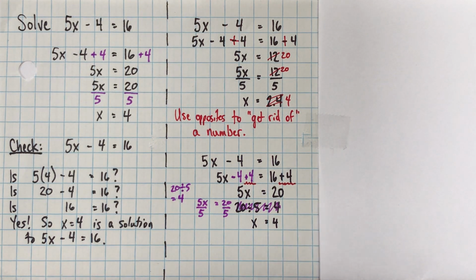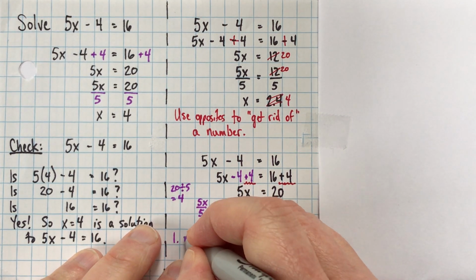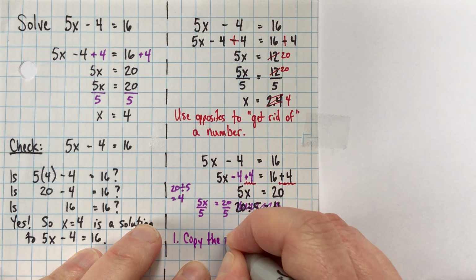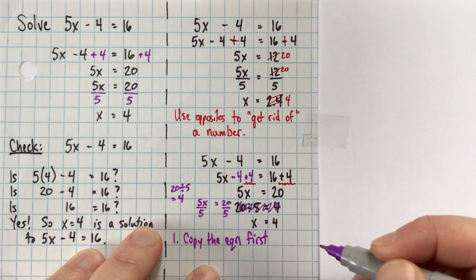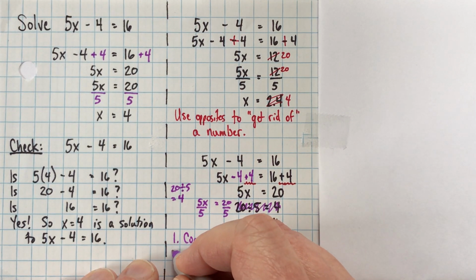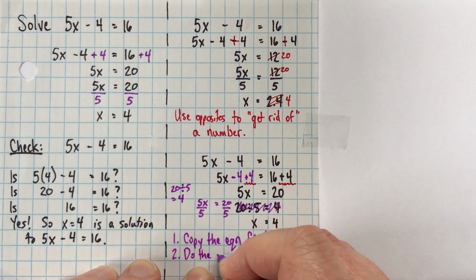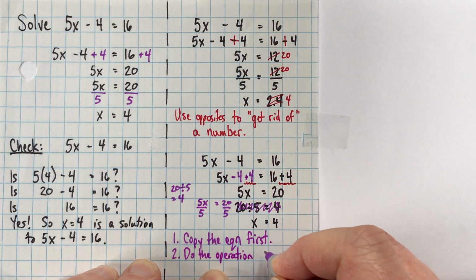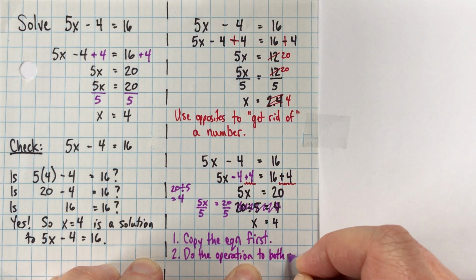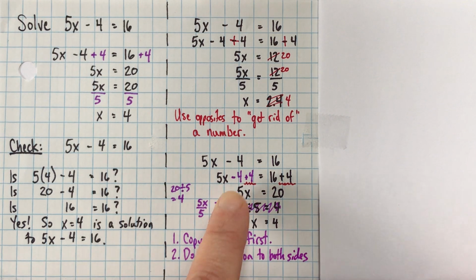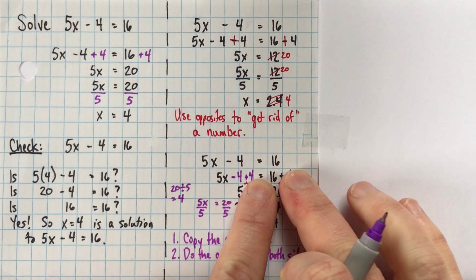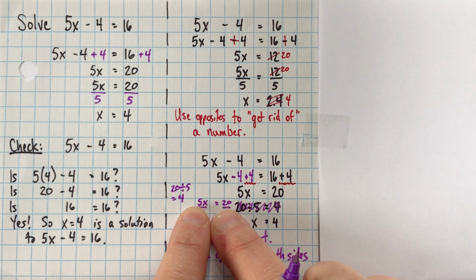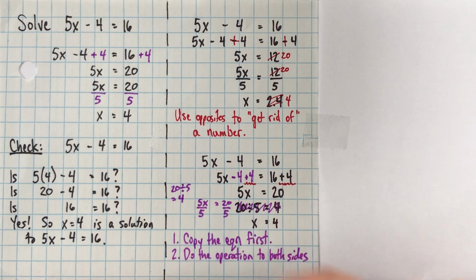So if we're going to give advice to this student, I would say, first of all, copy the equation. I'm going to write EQN for equation. Copy the equation first. And then as a second step, do the operation to both sides. And that would have actually improved the student solution in both of these places. So copy what you have first, and then do the operation. Here it was the adding 4. And here if you copy that and then divide by 5, that gives you a stronger solution.